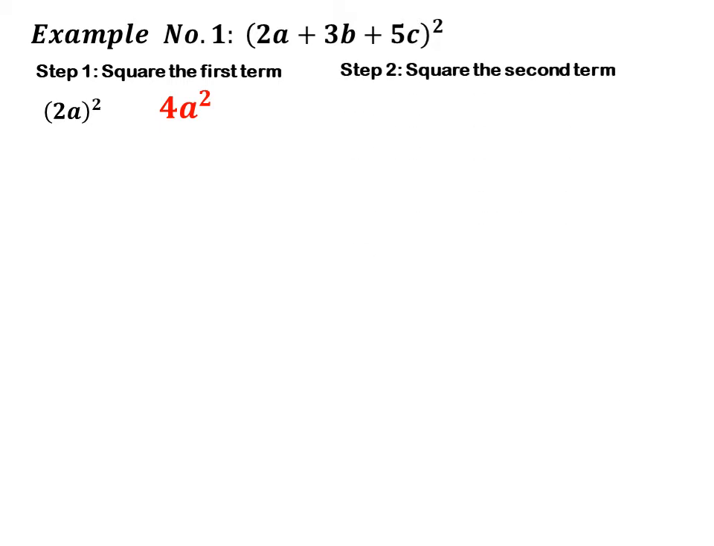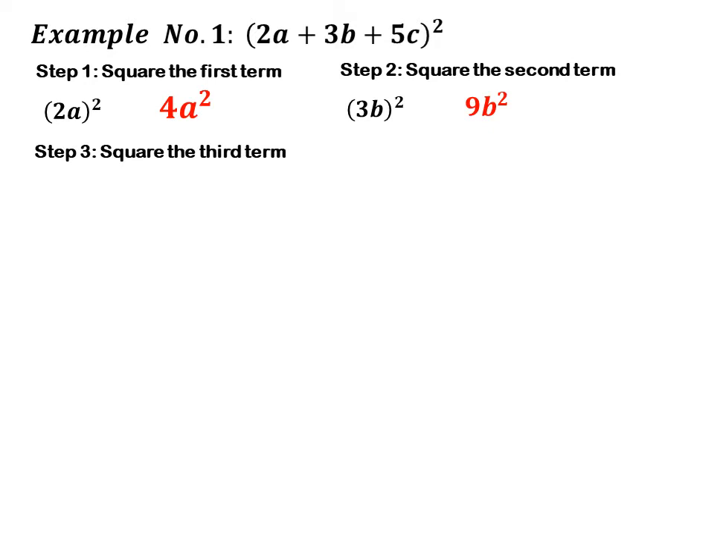Proceeding to step number 2, we need to square the second term of our given trinomial, and it so happens that the second term is 3b. Now, what is the square of 3b? The square of 3b is equal to 9b squared. Again, the obtained term for the second term of the result is 9b squared.